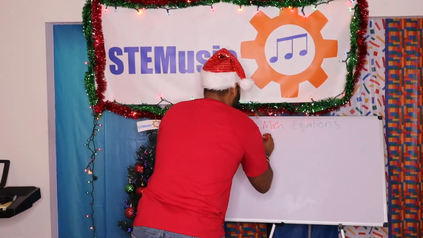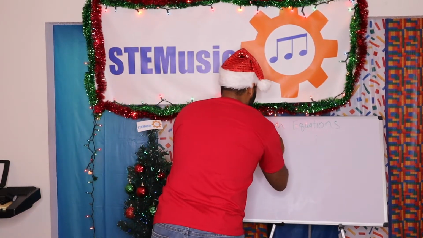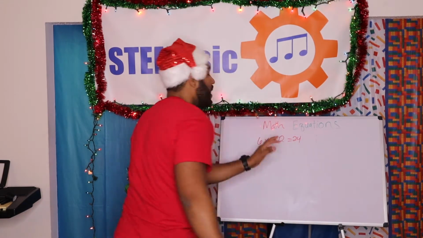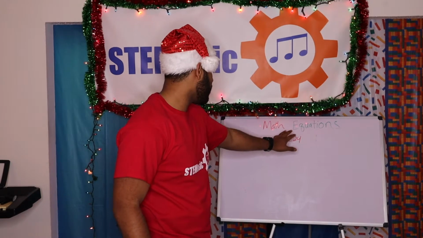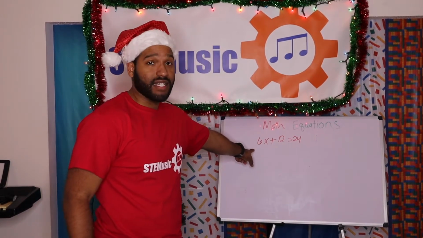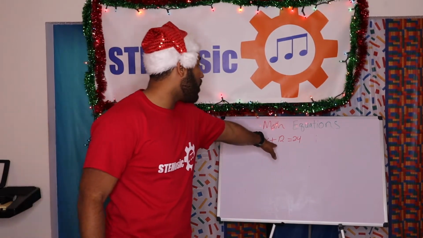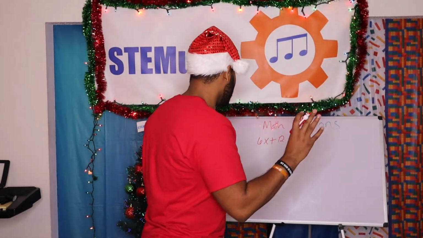So we got 6x plus 12 equals 24. Remember what I said at the very beginning? Like, get your like terms together, right? So we got variable here that's attached to the 6, right? 6x plus 12 equals 24. So I'm gonna get that 12 to the other side. I think that's just gonna help me first of all to make it look a little bit better.